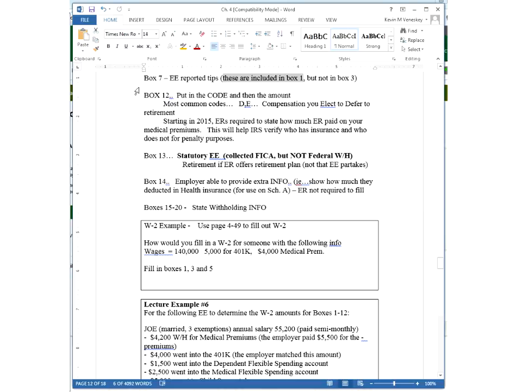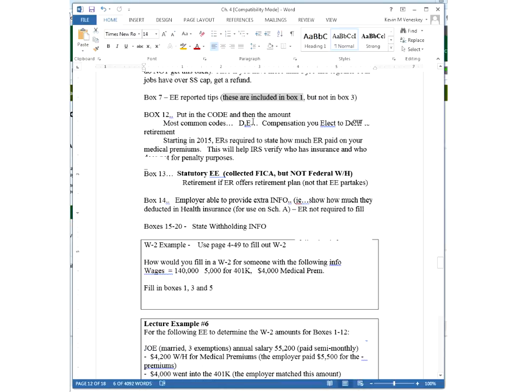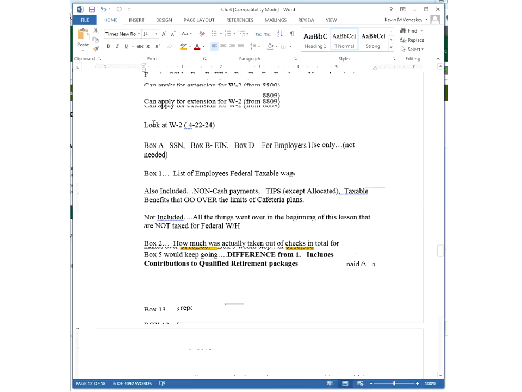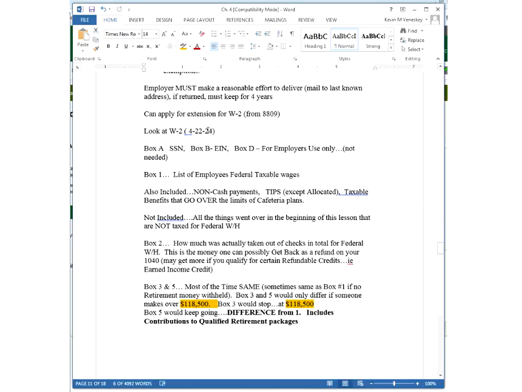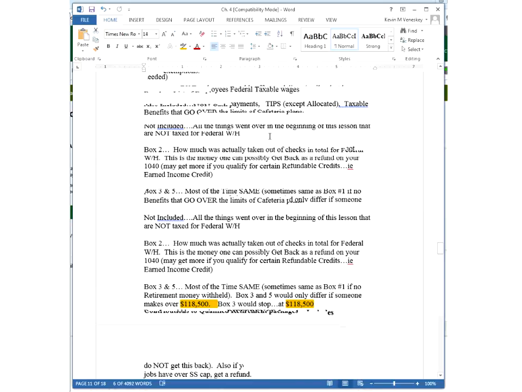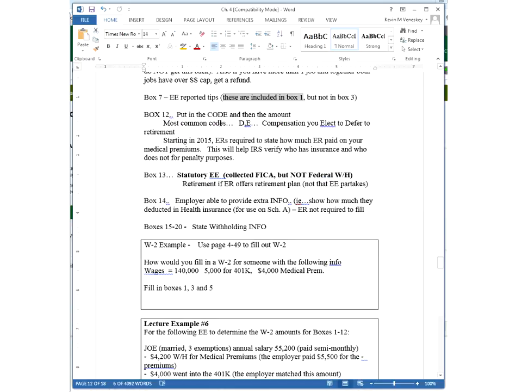Box 12 has a whole bunch of codes that could possibly go in it. And you'll find these in the book, on the page number that I was referring back to. I think it's on the last one, page 24. There's a whole bunch of codes. The most common ones are the retirement codes, which would be D or E. D is 401k. I think E is more of a 403B. They're pretty much, for all intents and purposes, the same, and they're treated the same for taxation purposes.